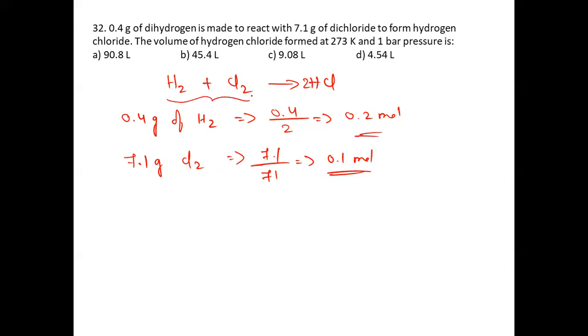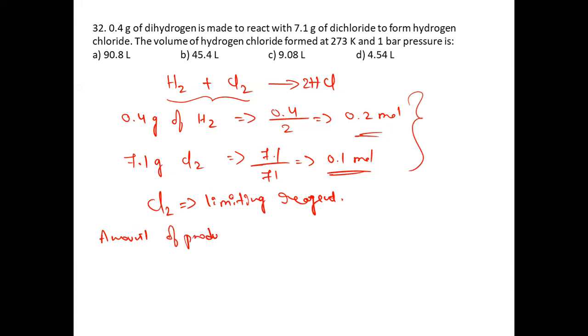Here, according to the balanced chemical equation, to form 2 moles of hydrogen chloride, we need 1 mole of dihydrogen and 1 mole of dichlorine. So here they have changed the molar ratio of dihydrogen and chlorine. According to the molar ratio given, chlorine acts as the limiting reagent. If chlorine acts as the limiting reagent, hydrogen acts as the excess reagent. And we know that the amount of product always depends on the limiting reagent. Here in this question, chlorine is the limiting reagent.